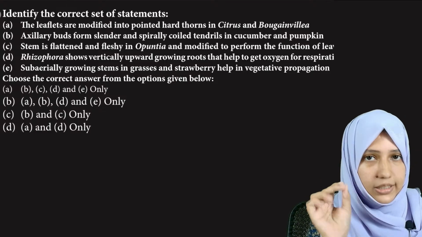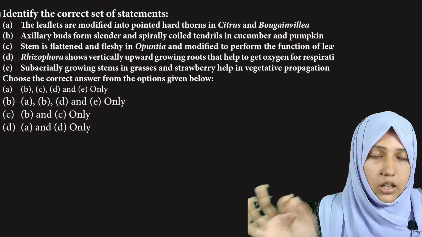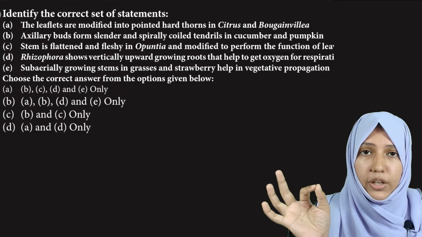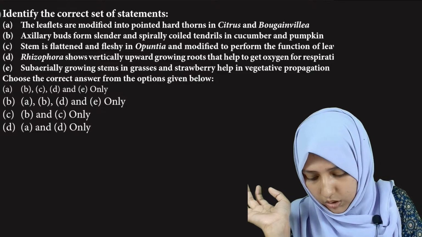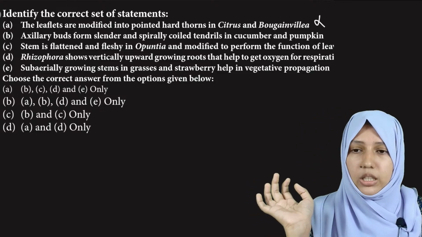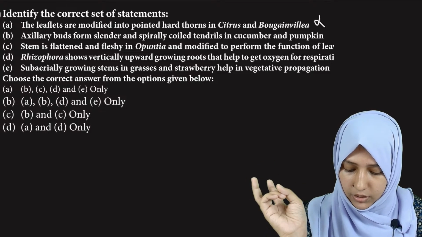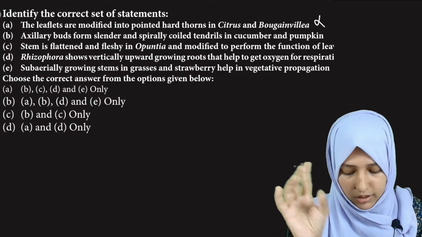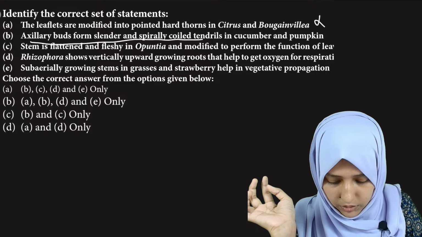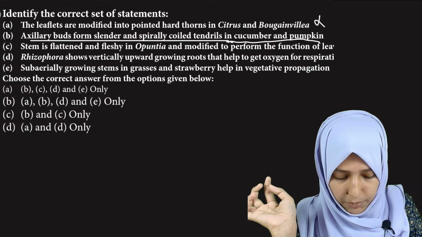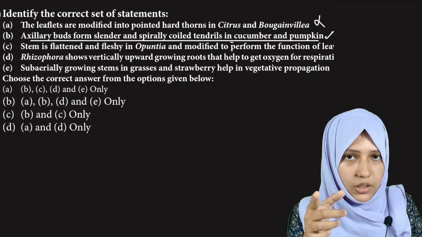This I have discussed again and again. The leaflets are not a modification of leaf. The thorn is a modification of stem in citrus and bougainvillea. So it is a wrong statement. The second one, axillary buds form slender and spirally coiled tendrils. Okay, this is right. Axillary buds will form slender and spirally coiled tendrils in cucumber and pumpkin. This is a modification of stem.